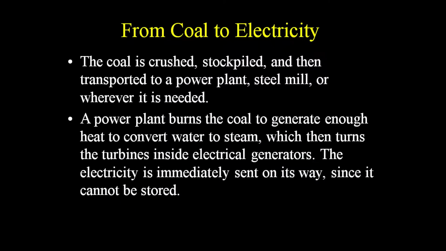Coal is the world's most abundant fossil fuel and a major fuel used for electricity generation worldwide. The coal is crushed, stockpiled, and then transported to power plants, steel mills, and other sites. Power plants burn the coal to generate enough heat to convert water to steam, which then turns the turbines inside electrical generators. The electricity is immediately sent on its way since it cannot be stored.